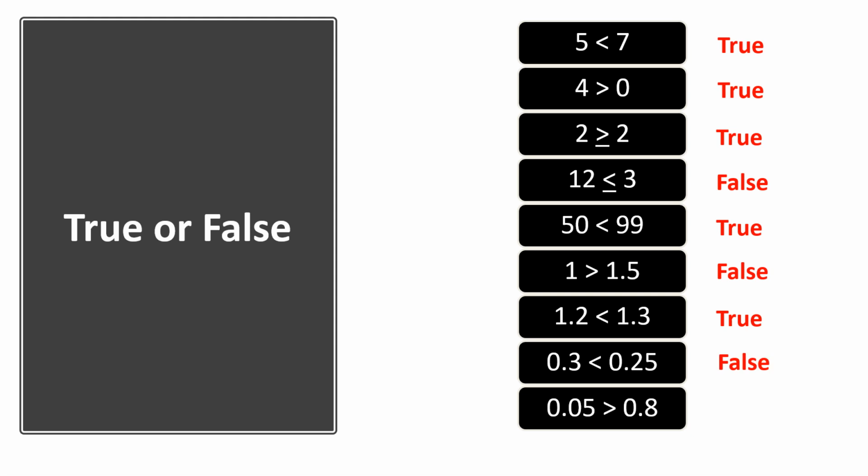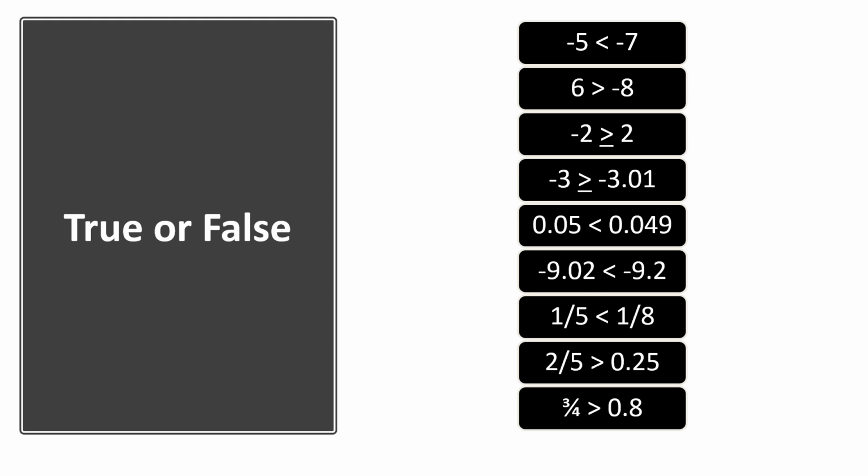And then the last one, 0.05 is greater than 0.8. Again, if we think of this as money, this is a nickel compared to 80 cents, 8 dimes. So this is false. Let's try some more. -5 is less than -7. If we put this on the number line, -7 is more to the left than -5. So this is false. -5 is larger than -7.